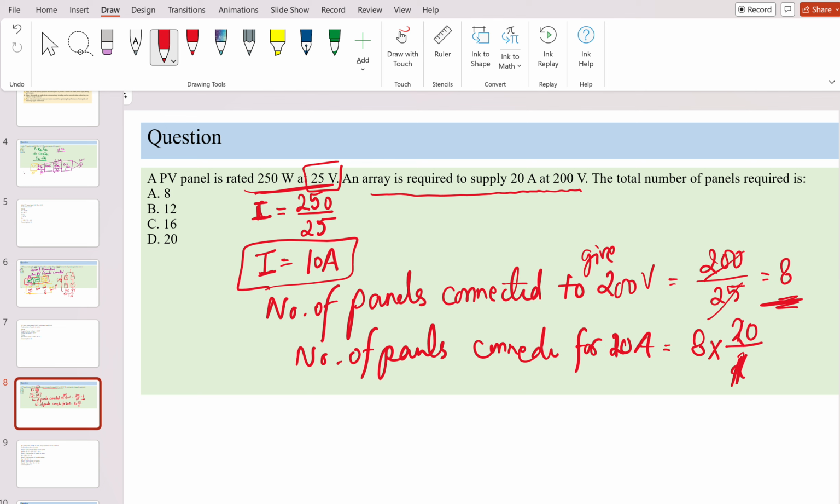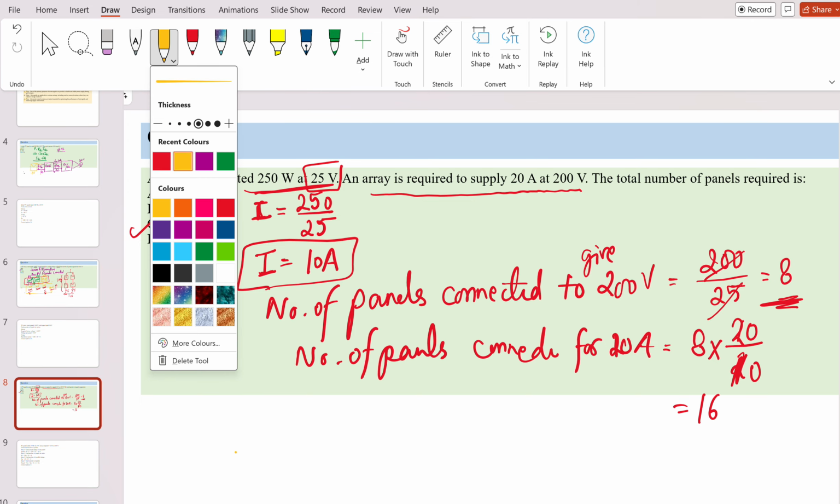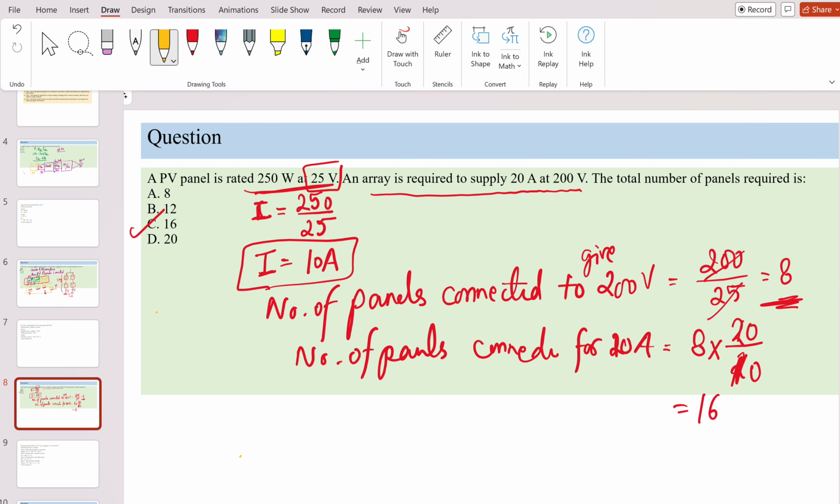Sorry, 20 divided by 10. That will come out to be 16. That is option C. Okay. So what is the architecture basically? Architecture is like this.